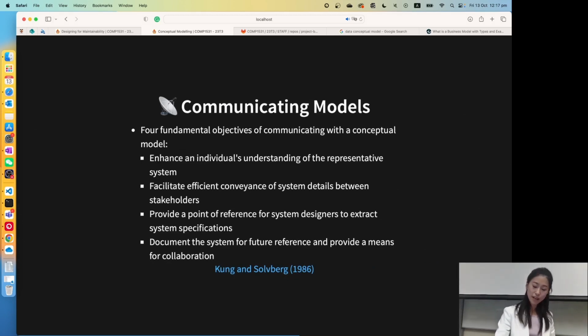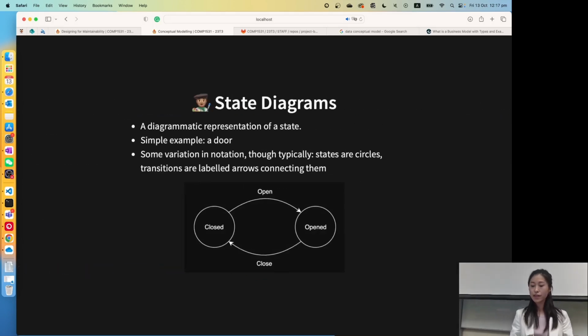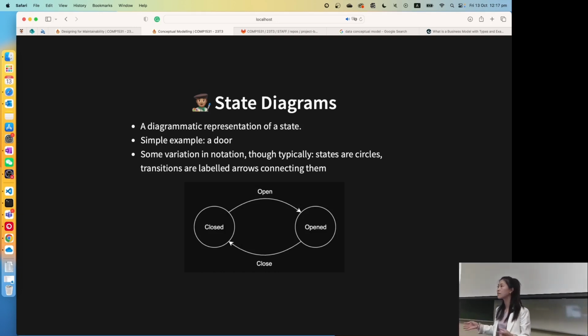So this is more theoretical. Okay, so now this is what we are going to focus on today, one type of conceptual modeling in software engineering, which is state diagrams. A state diagram is one type of behavioral modeling, meaning that we want to capture the dynamic structure of our software. Okay, so this state diagram captures different states and how we can transit from one state to another state.